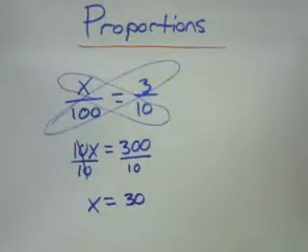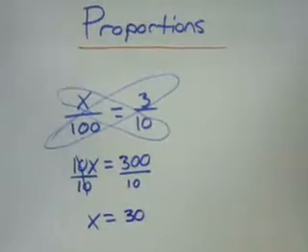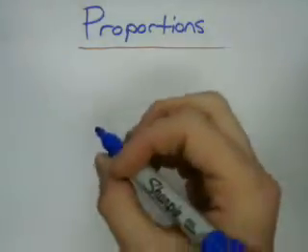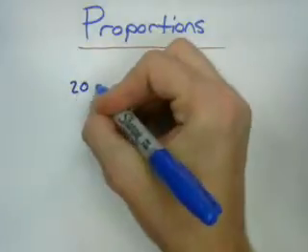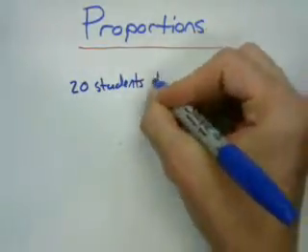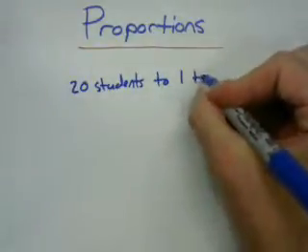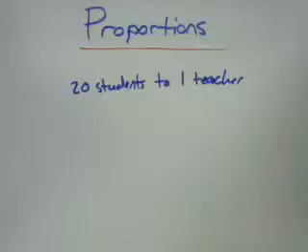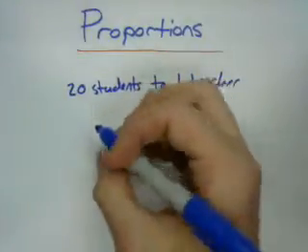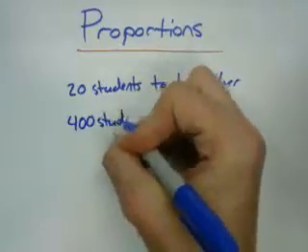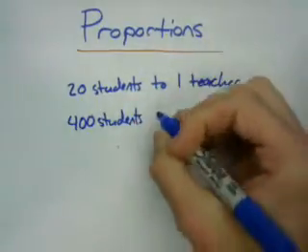So, working forward, let's do a word problem. Let's do the word problem I introduced at the beginning. If there are 20 students to one teacher, that's a pretty good ratio. I wouldn't mind a classroom of 20. So here, if I have 400 students, how many teachers?